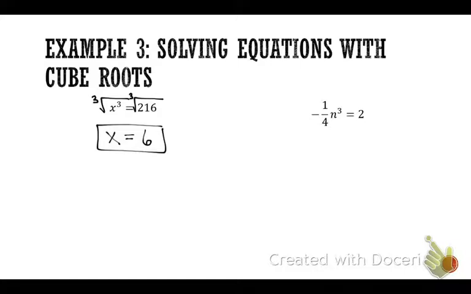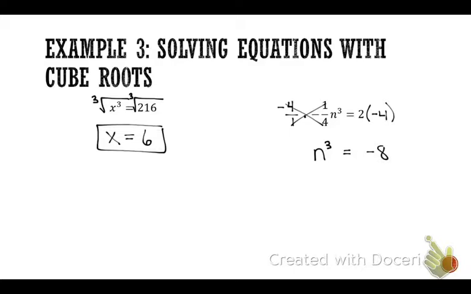All right, in this last problem, we see a fraction connected to our variable. We treat this the same way that we've treated them before we had exponents involved. To get rid of negative 1/4, I have to flip the fraction, and make sure if it's negative, I keep it negative, and multiply. So if I multiply the left side by negative 4, I have to multiply the right side by negative 4. So I have n to the third equals negative 8.